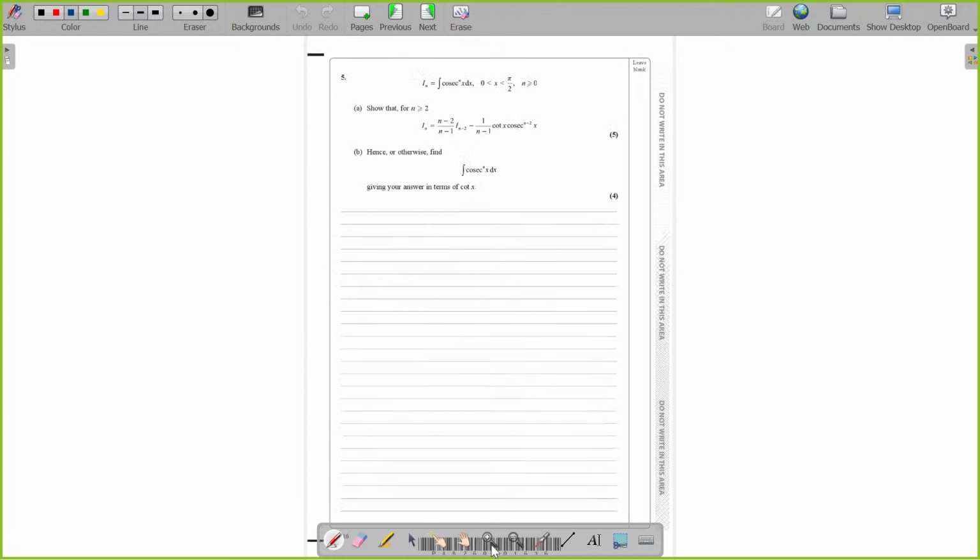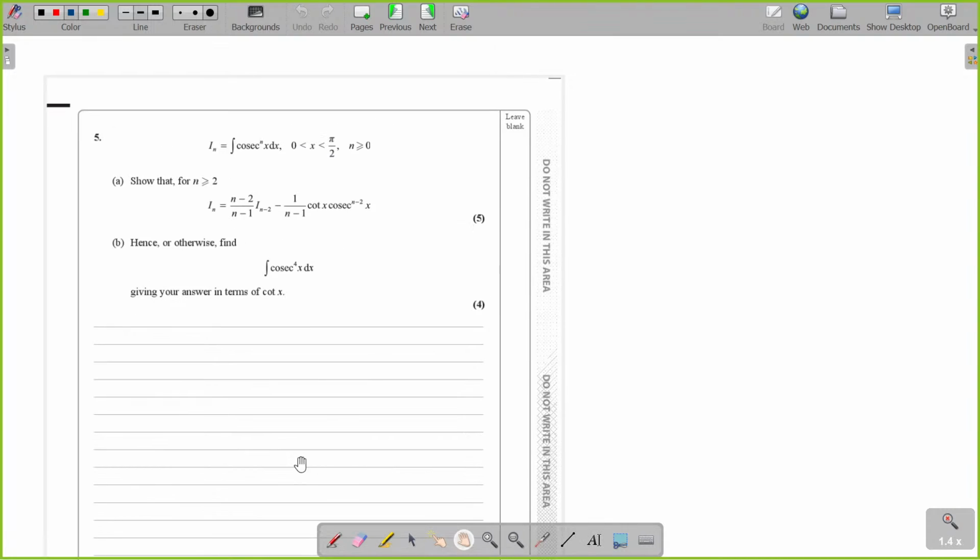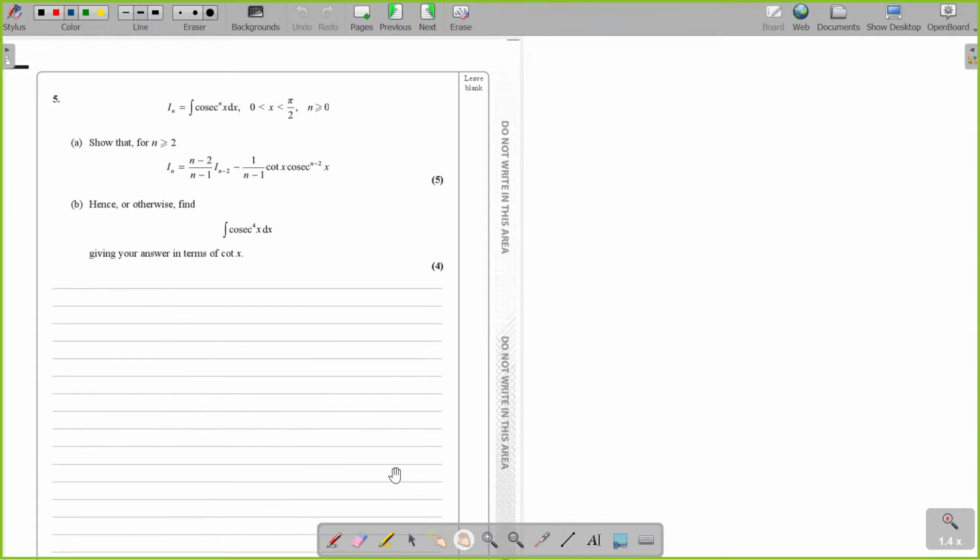Shall we try the reduction formula question? I think this is one of the toughest questions in the paper. What was the paper that we were discussing? June 2017. This is again June 2017, question number 5.